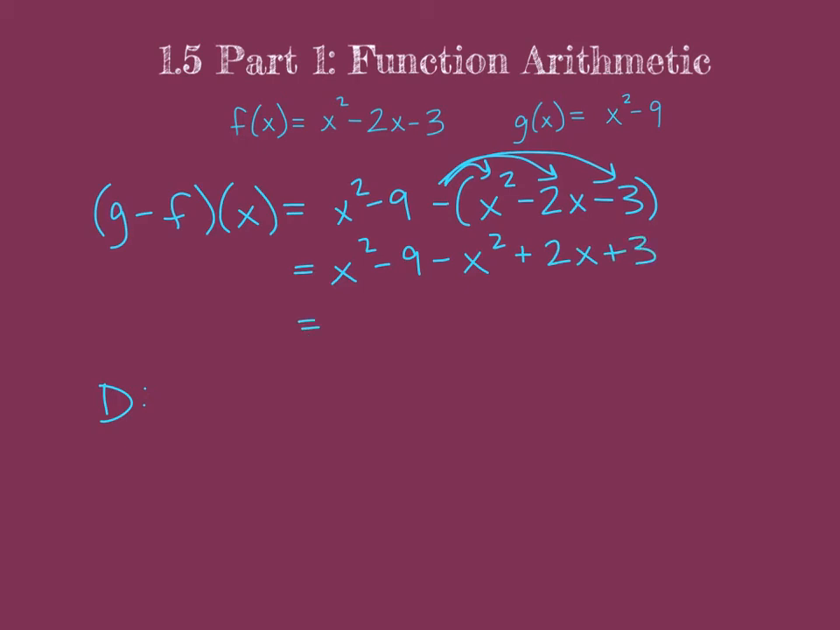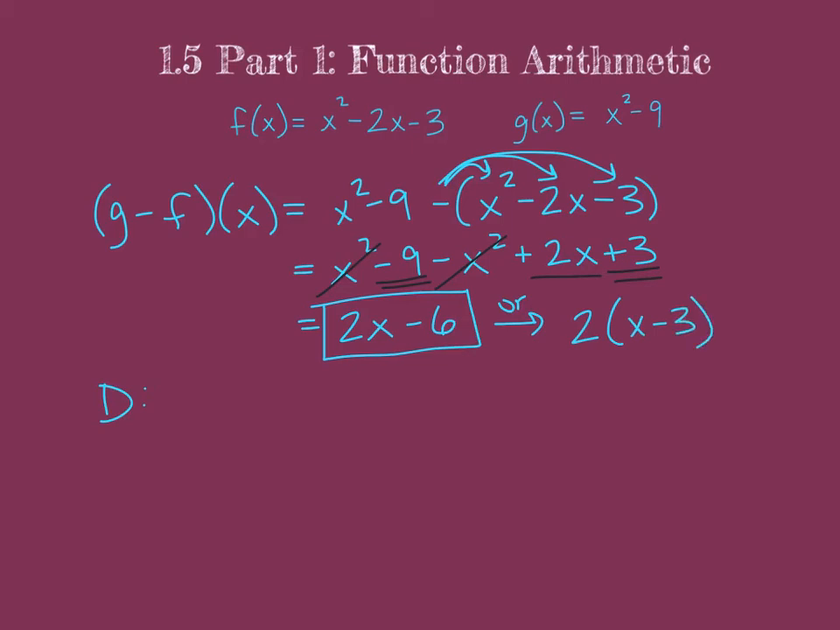We have two quadratic terms. We have a positive x squared and a negative x squared. So those actually cancel out. Then we have a 2x, and then our constants are a -9 and a +3, so that'll combine to a -6. So this is a totally acceptable way to write your answer. And then if we want to factor it, we can take out the GCF, which is 2, and we're left with x minus 3. If you ever want to check if you factored correctly, multiply it out, and if you get back to your original, then you did it right.